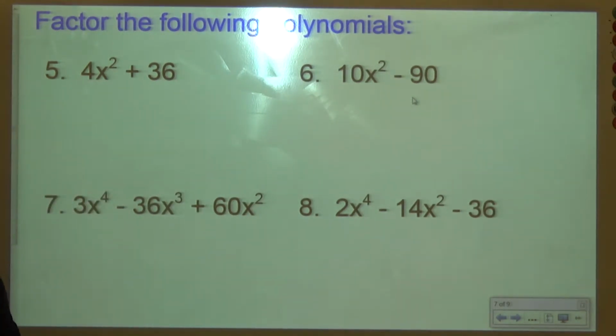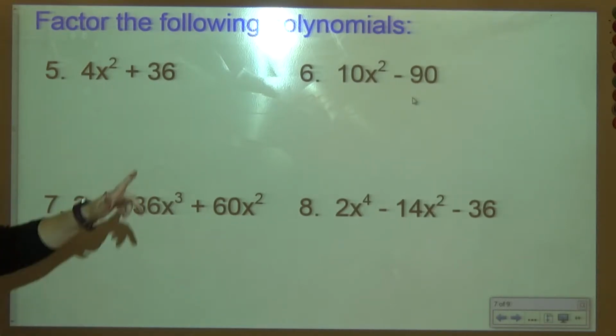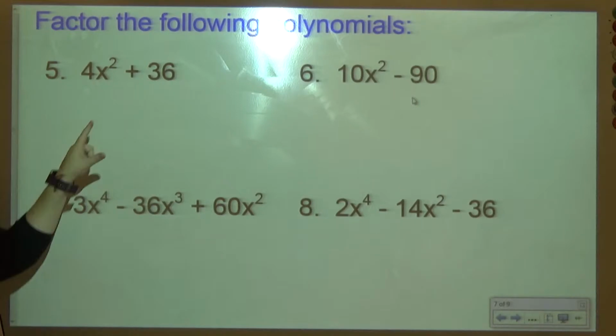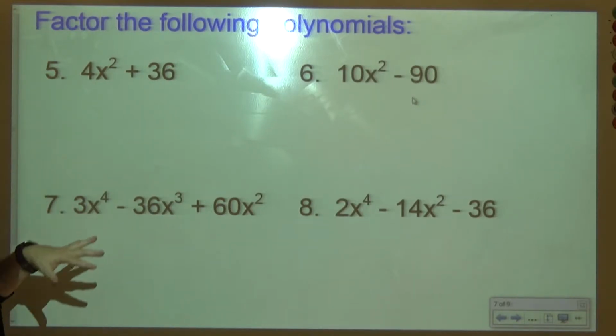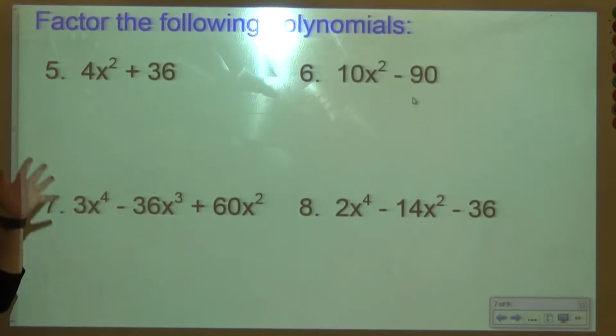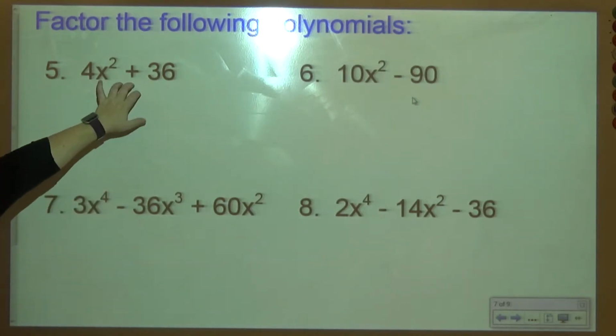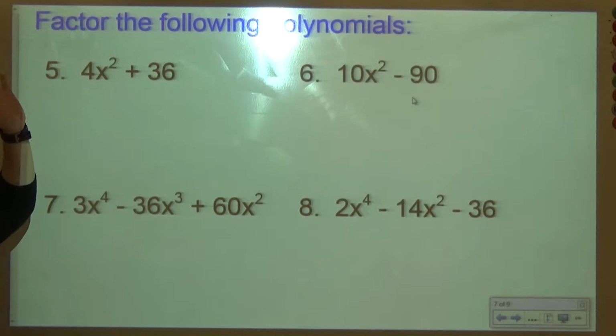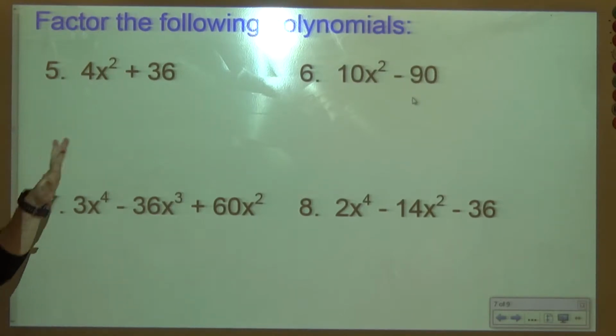Now this first one, I love giving this. I put this on tests a lot, to be honest, because it looks like a dot. It looks like the difference of 2 squares. But it's not. Think about it, why? That is a plus. When you have a plus, it cannot be dots. It's not allowed. You can't do that with real numbers. If you get to higher level math, we can factor this using imaginary numbers, but we're not worried about that right now.